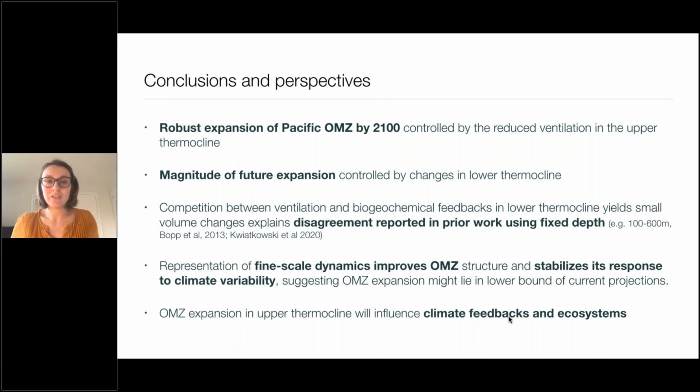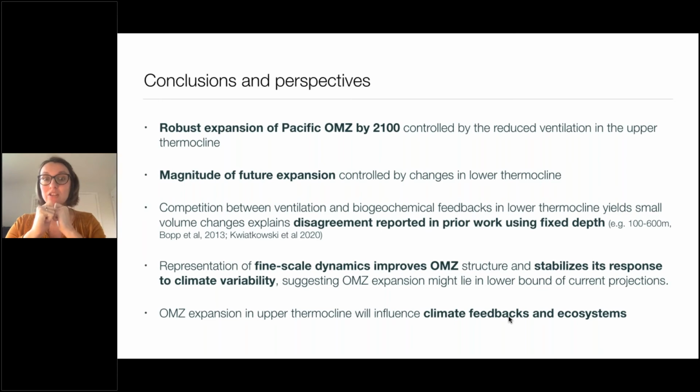So to conclude, and some perspective, I hope that we go beyond that. We don't know what's going to happen, and I think there are some indications that our models are showing that the Pacific oxygen minimum zone will expand by 2100, and this is controlled by the upper thermocline and the subtropical cells. The magnitude of that expansion, the models indicate, is controlled by the change in the lower thermocline, which is much more uncertain because you have a competition between those ventilation changes and those biogeochemical feedbacks that are much more important in the lower thermocline.